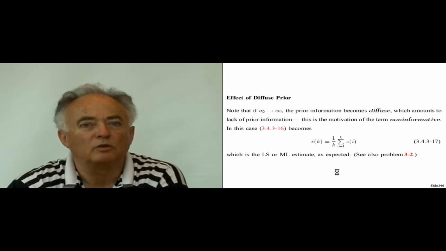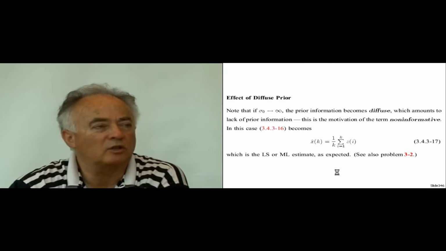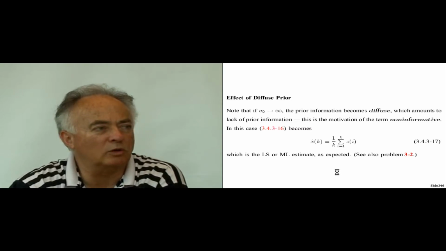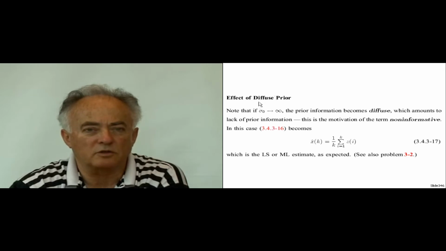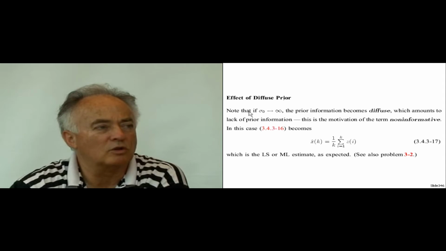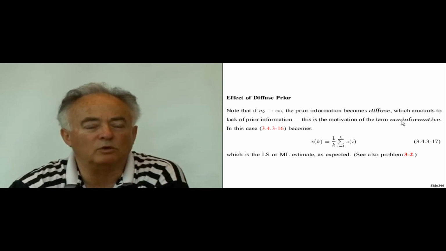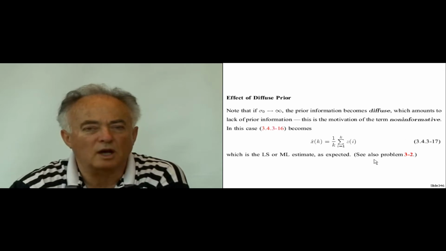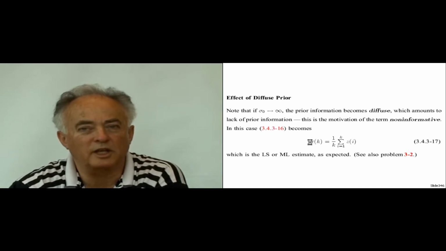As before, we will investigate what happens if the prior becomes diffuse. That's just a sanity check to verify that our results are okay. If sigma 0 tends to infinity, the prior information becomes diffuse. There is no information effectively. And we have a non-informative prior or no prior, in which case our combination of the prior information and the least squares boils down to what we already have seen in two different fashions from the least squares result.